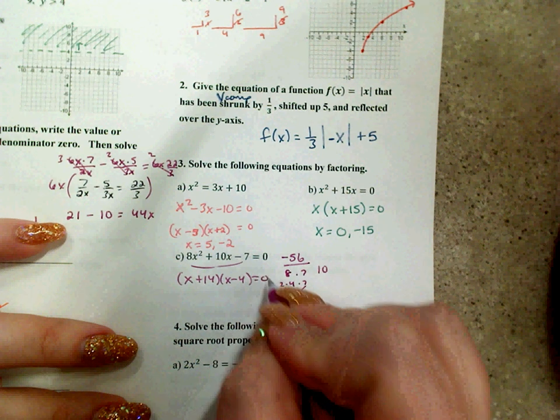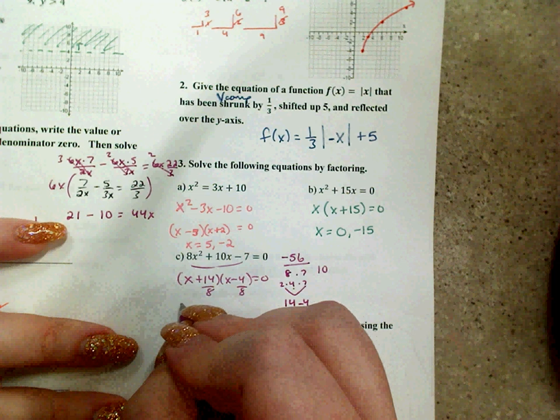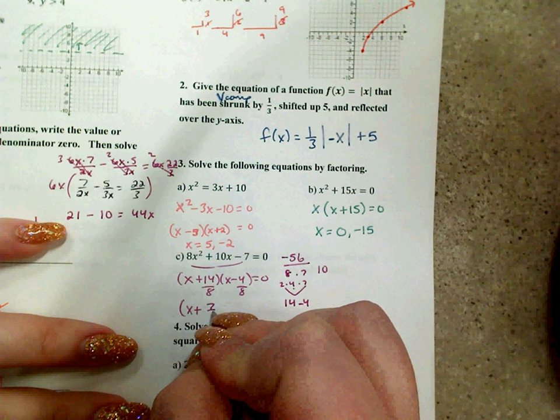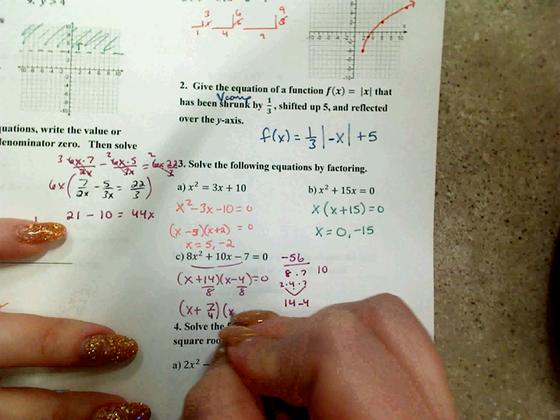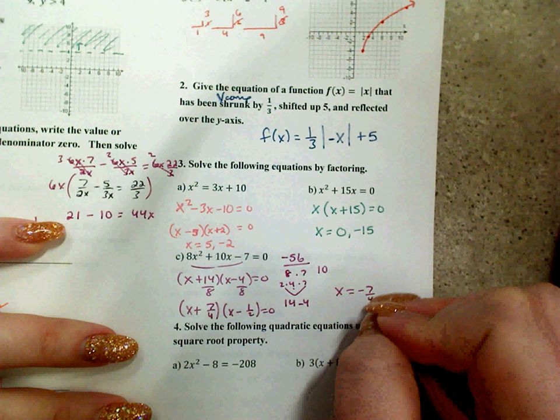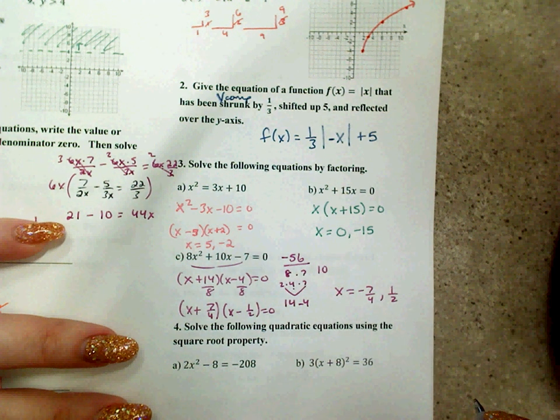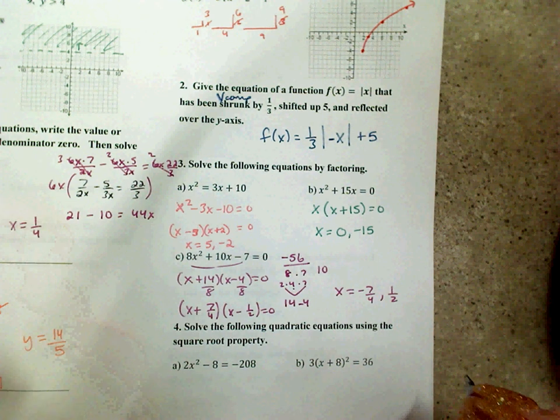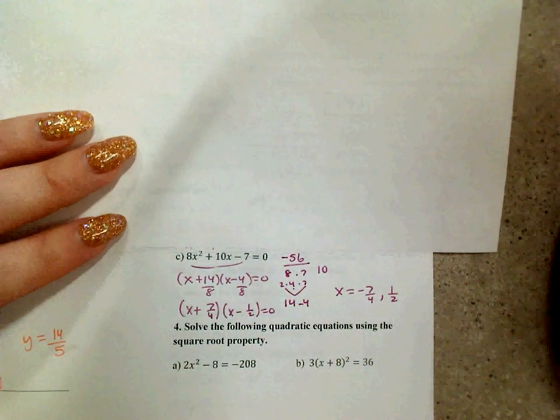But don't forget to divide by 8. So that's x plus 7 fourths. And x minus a half. So my answers are negative 7 fourths and positive 1/2. Okay. If you do not like bottoms up, then you can also do factor by grouping.